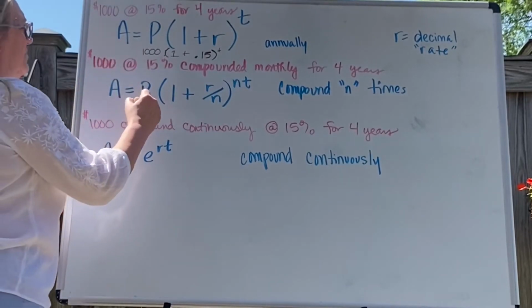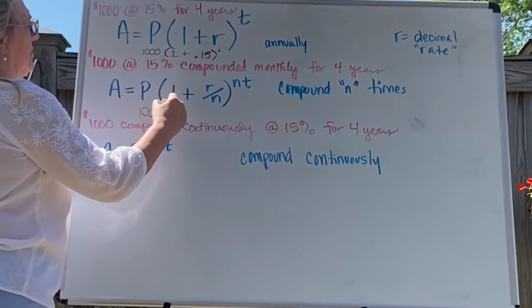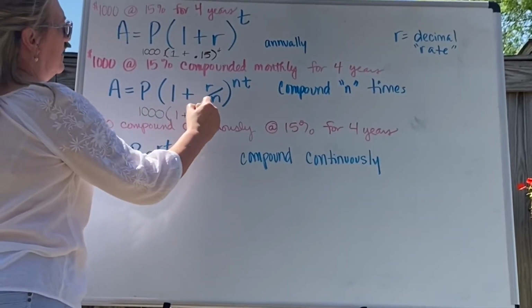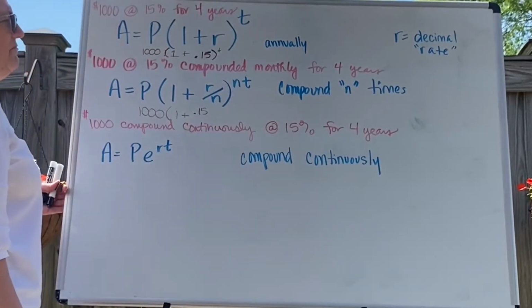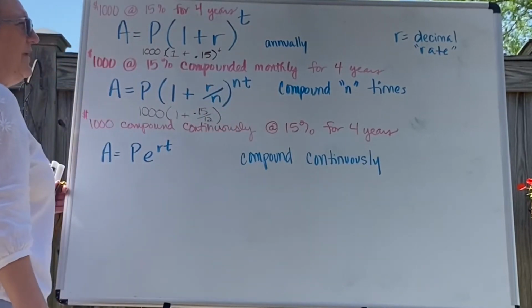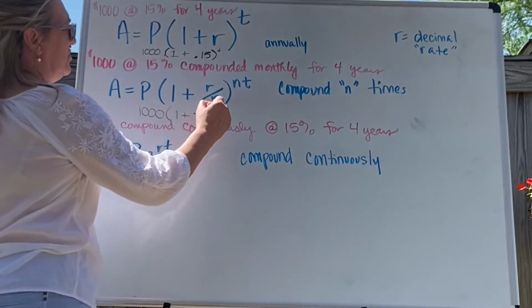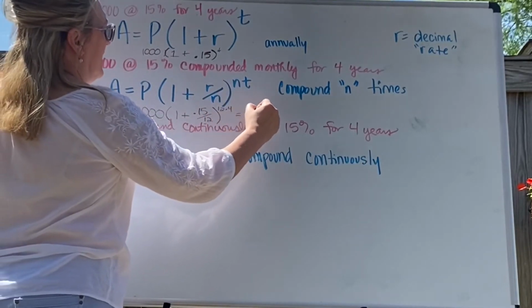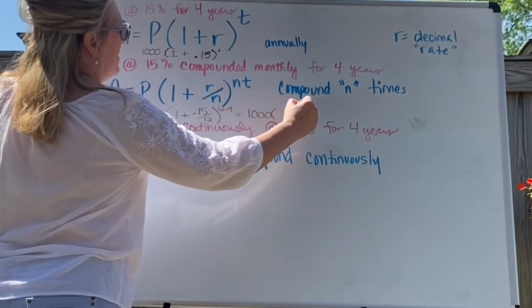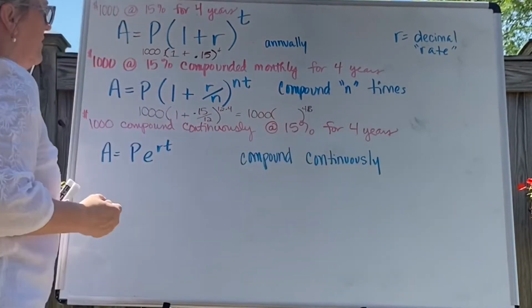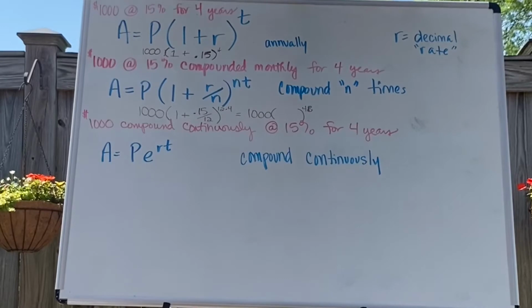We're going to take $1,000, that's the principal, 1 plus, the rate is 0.15. We're going to compound it monthly, so that's going to be 12. And then we're going to raise it to the power of n times t. So that's 12 times 4. So that means you could write 1,000 and let's go take and press in what's in the parentheses first and get an answer.